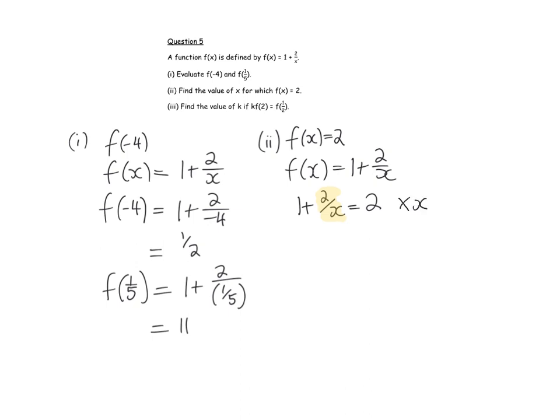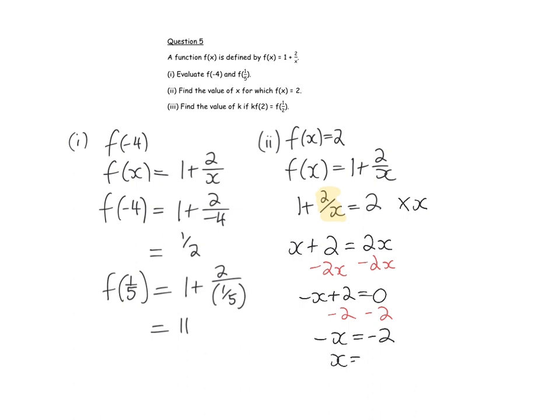So this becomes 1 times x, which is x, plus 2 over x by x is just going to give us 2, is equal to 2x. So I'm going to minus 2x on both sides. So we have x take 2x, that gives us minus x plus 2 is equal to 0. I'm going to minus 2 from both sides. So I'll get minus x is equal to minus 2. You can change the signs then, so x is equal to 2.